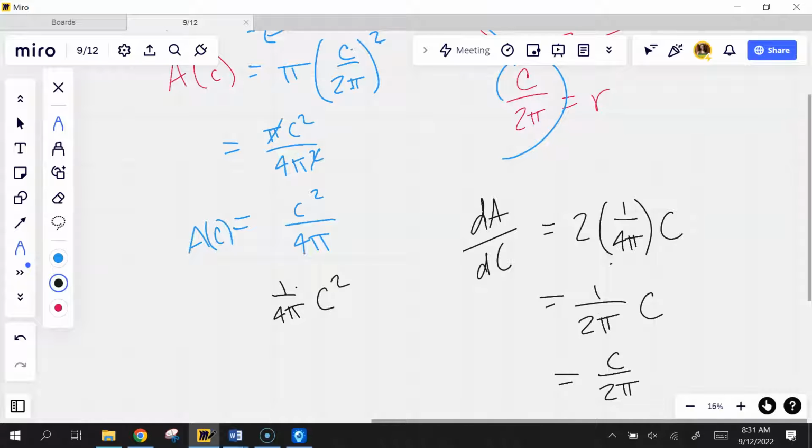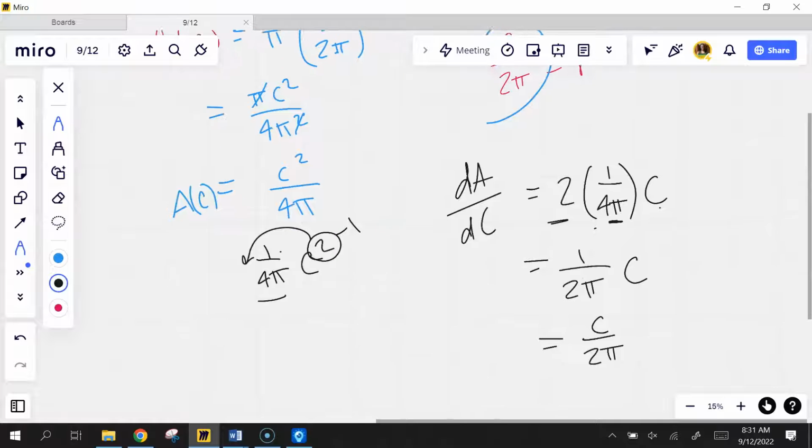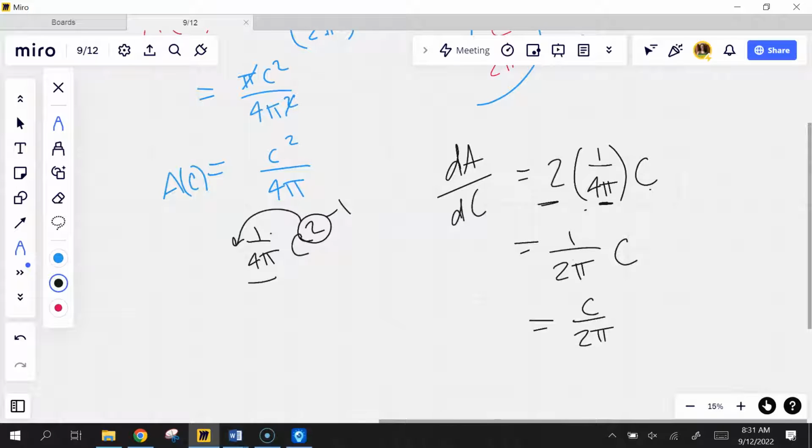It makes sense or no? Confusing. So I did the power rule, so I took this and I multiplied around. So 2 times 1 over 4 pi times c, and then I subtracted 1 from the exponent. So then here, this would be 2 over 4 pi times c. 2 divided by 4. That's the derivative, yeah.